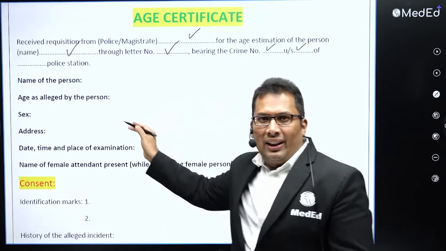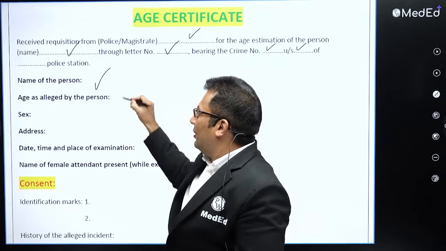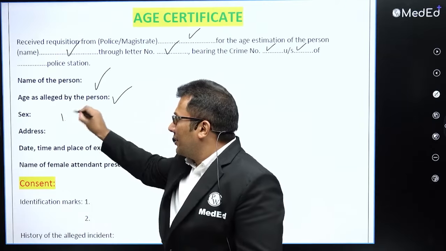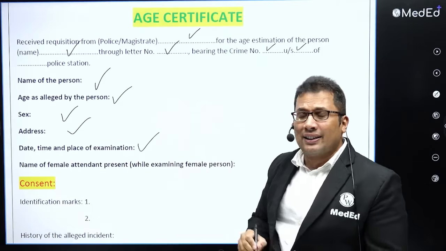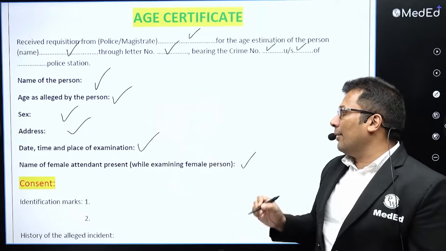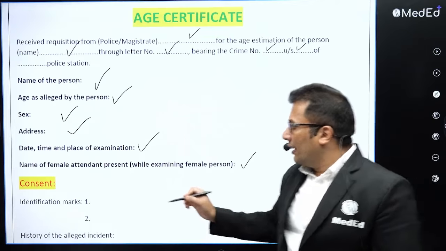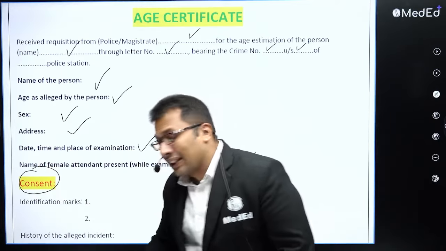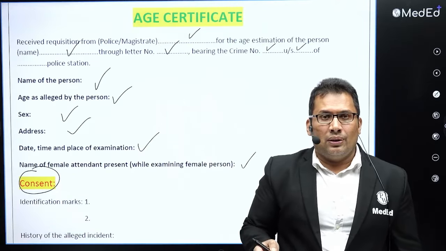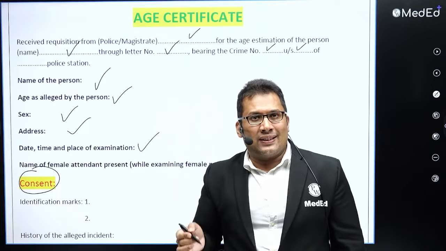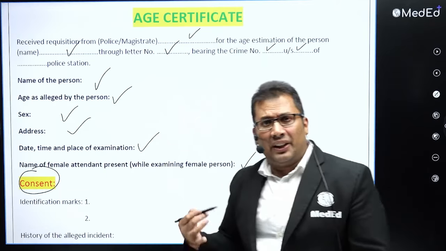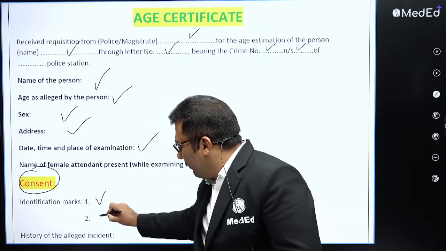Then preliminary details: name of the person, age as alleged by the person, sex, address, date and time and place of examination, name of the female attendant while examining a female person, then consent. The consent is mandatory while examining a victim of rape as per 164A CrPC. Then identification marks, at least two identification marks.